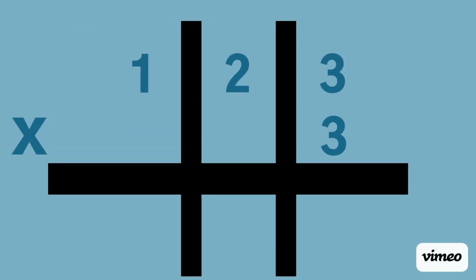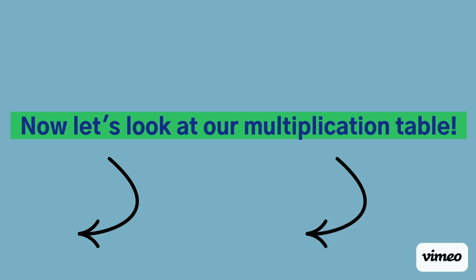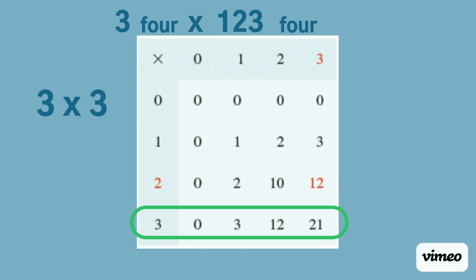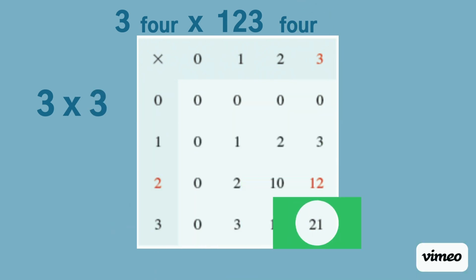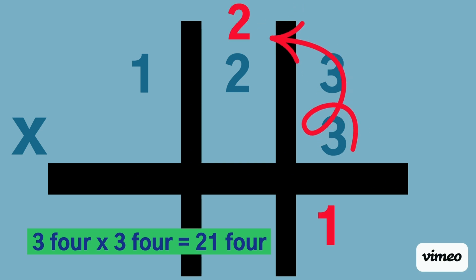First, arrange the numbers vertically. Now let's take a look at our multiplication table. We can see that 3 times 3 is 21 on the base 4 multiplication table. We're going to put the 1 in the ones column and carry the 2.